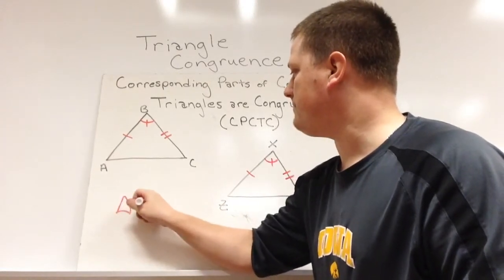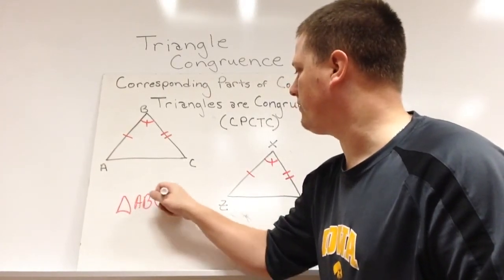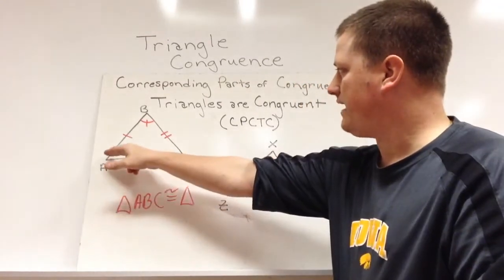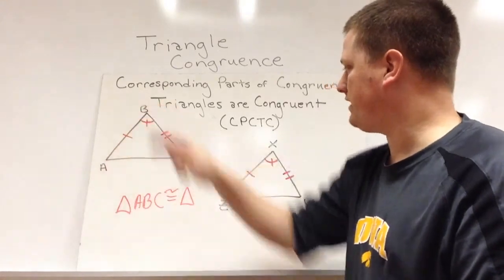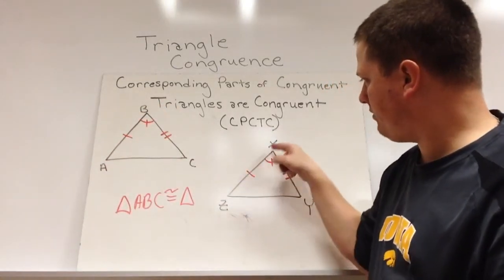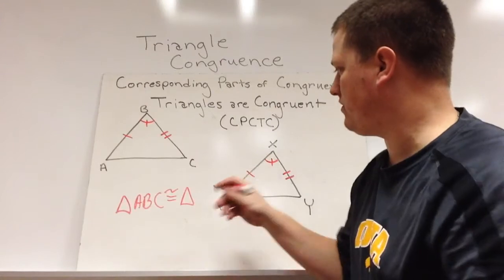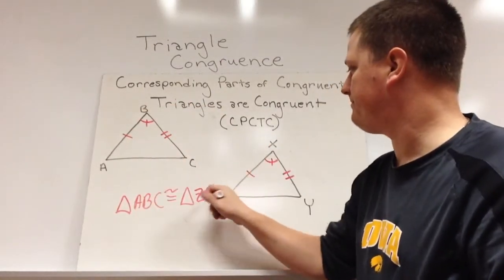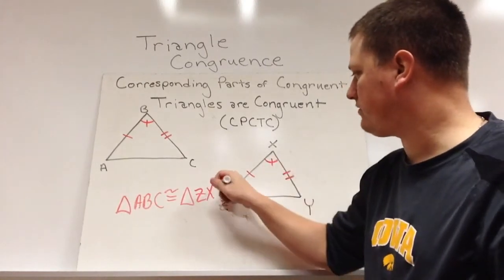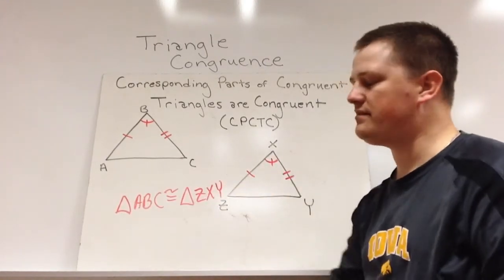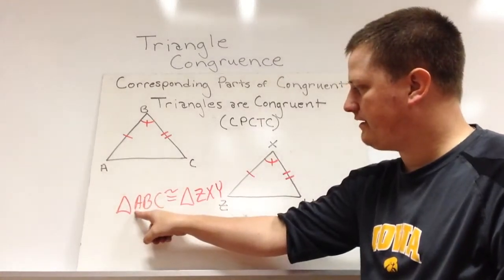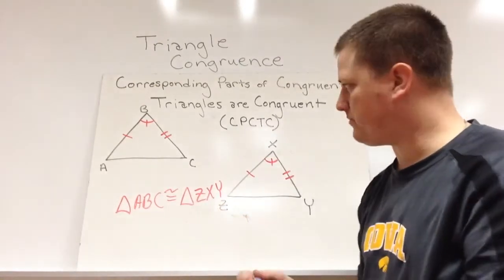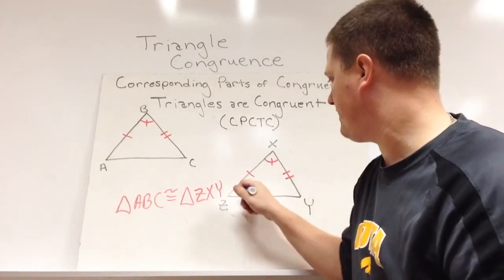Triangle ABC is congruent to triangle, well, A is here, and if we follow the 1, we'll get to B. So Z is here, if we follow the 1, we'll get to X, and B and X are the same, so we'll put Z here. B and X are the same, and then we follow the 2, we get to Y. So what this is saying is angle A is congruent to angle Z. A and Z are in the same spot. So we can mark Z and A as congruent.